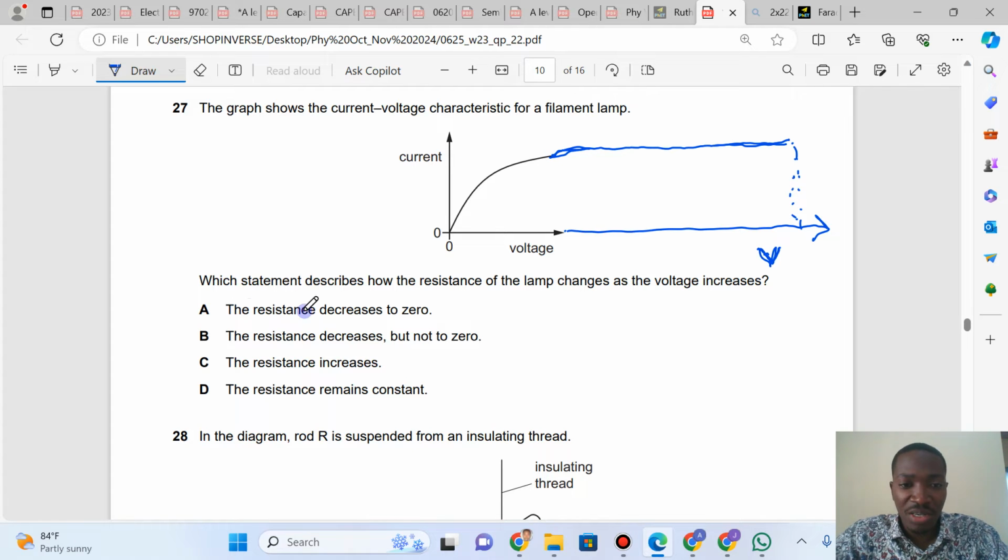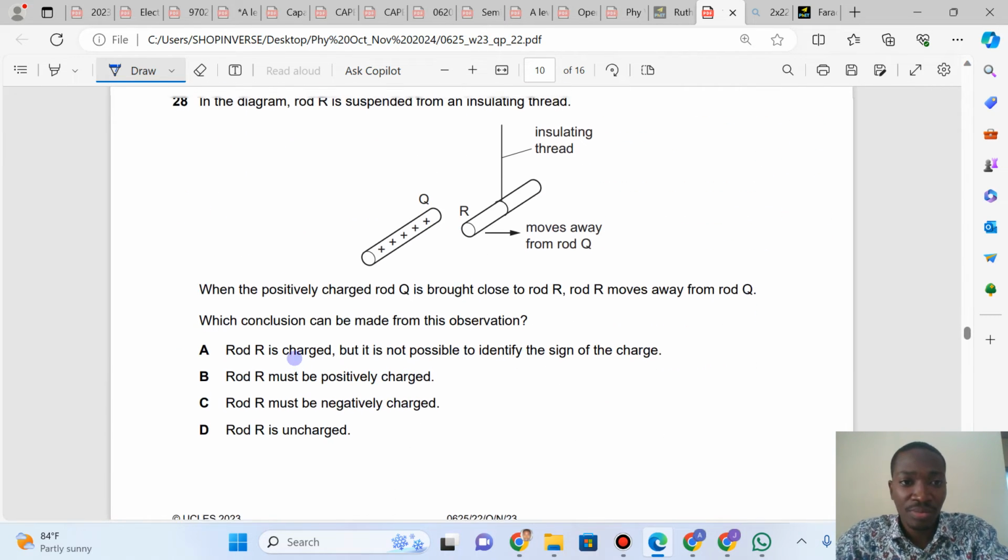So does it show that the resistance decreases to zero? No. Resistance decreases? No, resistance increases. Resistance remains constant? No, resistance is increasing. Option C is the correct answer to question number 27. We go to question number 28.